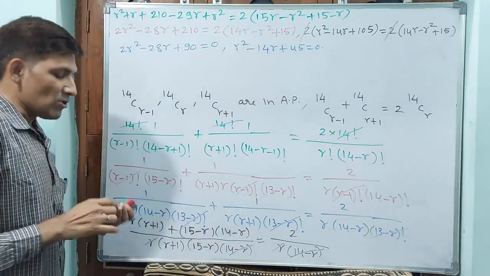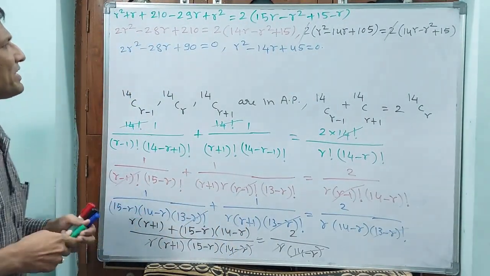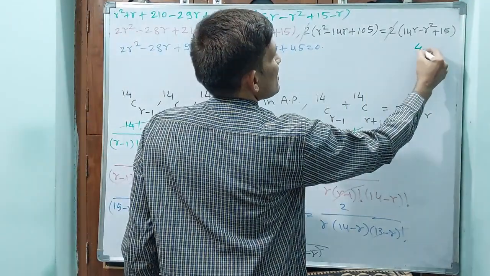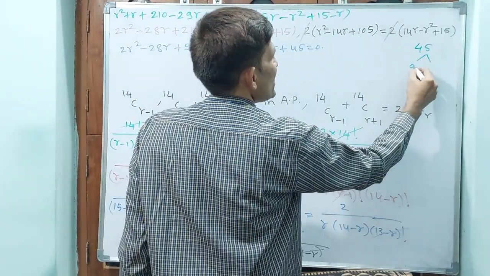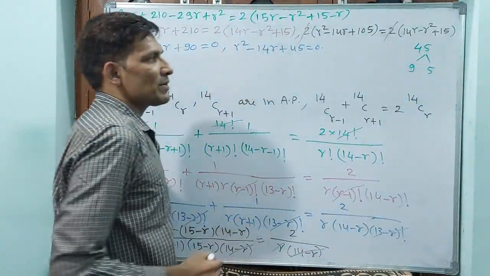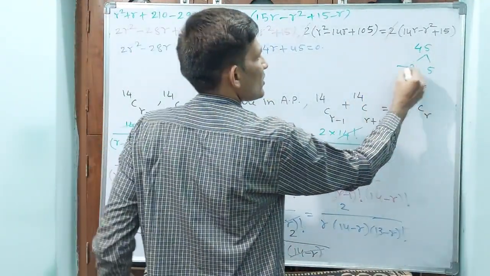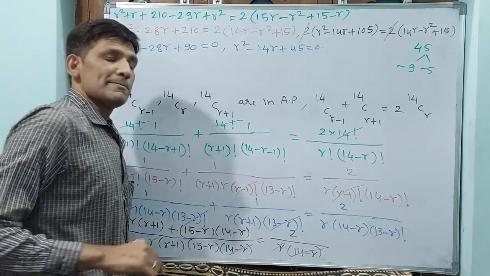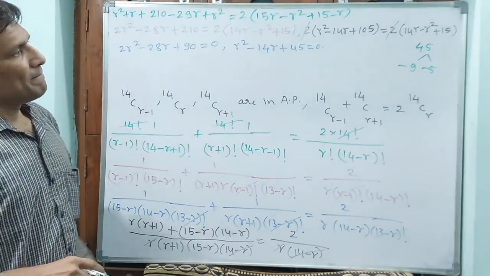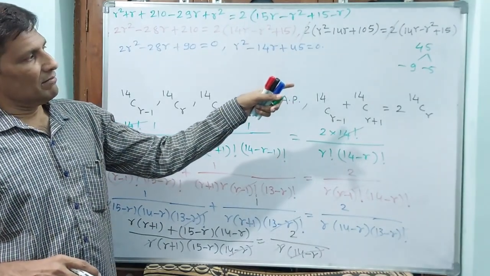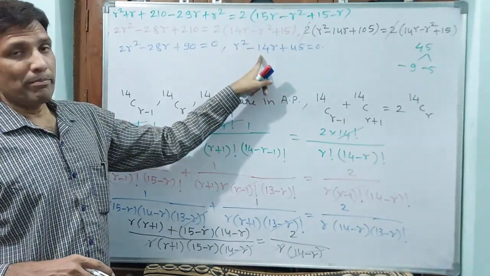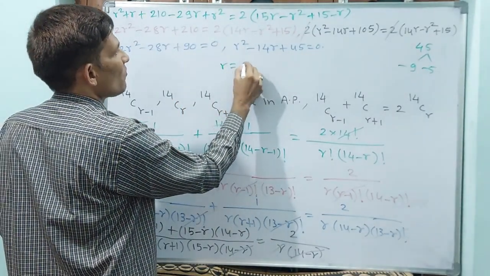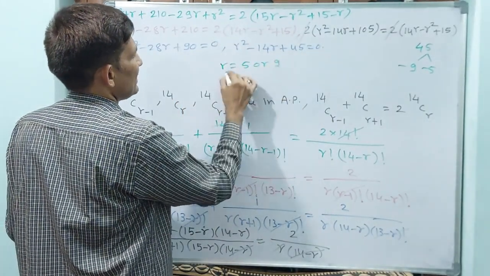Okay, see, now this is the quadratic equation. r value you can find easily. See, 45 should come and 14 should come, minus 14. 45 and minus 14. See, 9 into 5, 45, 9 plus 5, 14. But minus has to come, means you take minus. Minus 9 into minus 5 plus 45. Minus 9, minus 5, minus 14. Okay, that means what is the value of r? r is equal to 5 or 9.